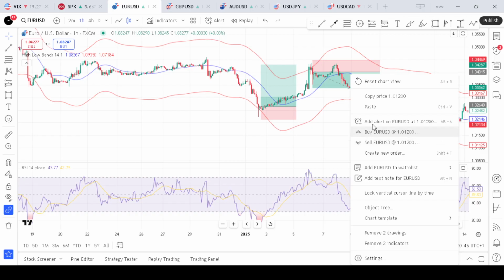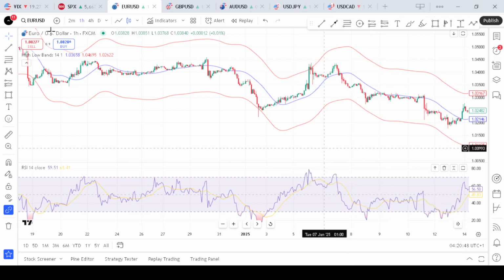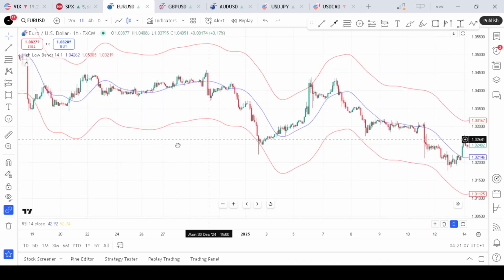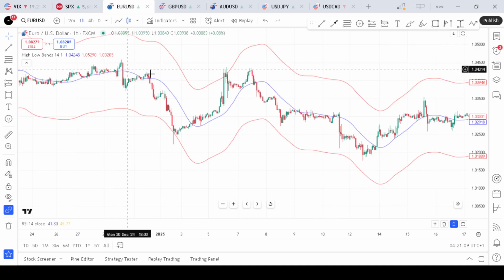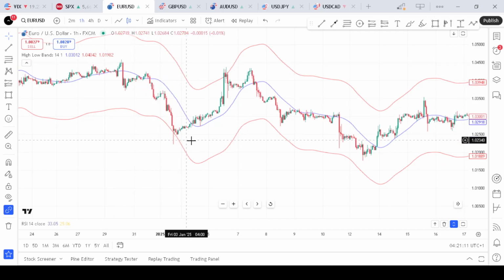The next step is using the trend following strategy. This is the third step, and you leverage the slope of the high and low band to trade in the direction of the prevailing trend. So how do we apply this? First of all, identify the slope of the band, and as you can see, it's sloping to the downside.